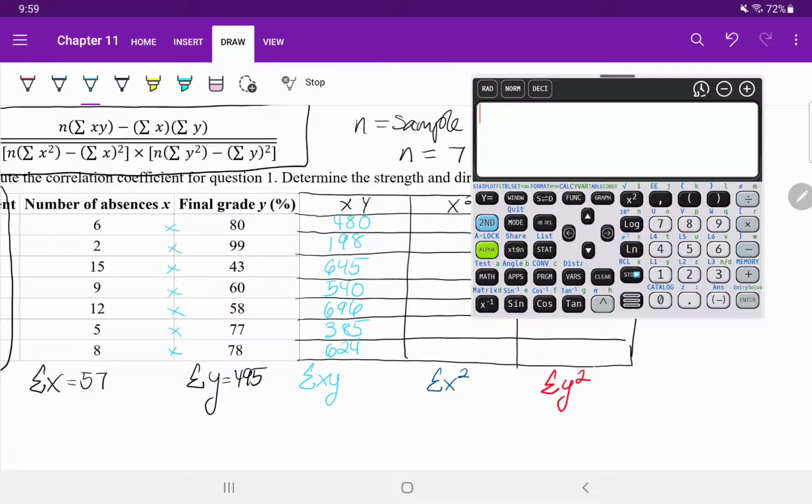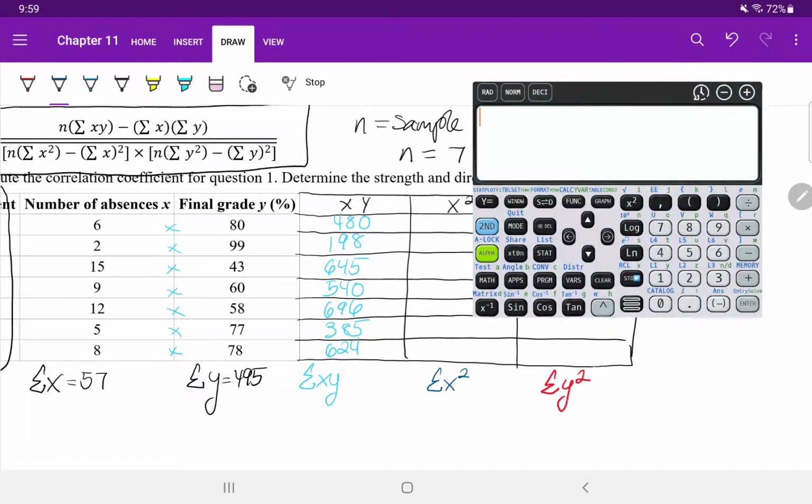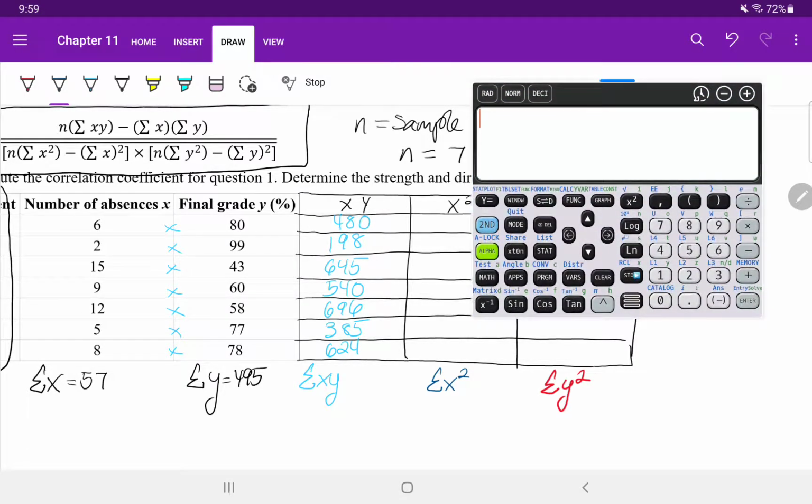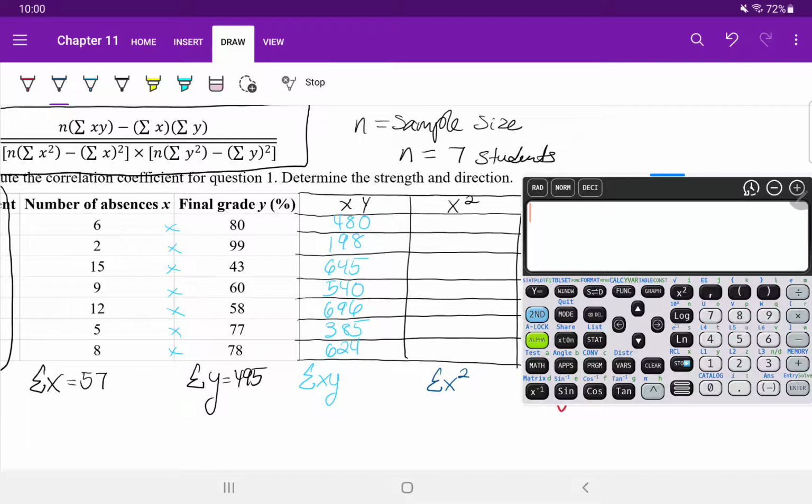Now, what I'm going to do is I'm going to find the sums at the end. I now want to find my x squared, so I can find the sum of the square of x. Basically, we're just going to square all the x values. Let's move this out the way. So x is 6 right here. So 6 squared will equal 36. X is 2. So 2 squared is 4.